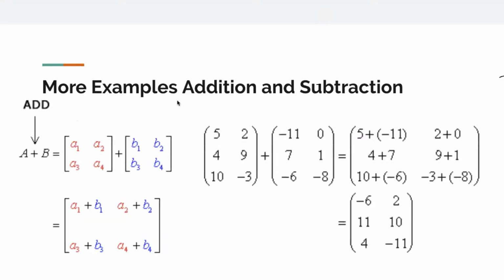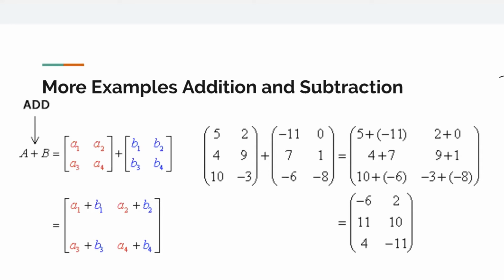Okay, so more examples. A lot of times you represent a matrix with a capital letter. So this matrix is represented as capital A. So you have capital A plus capital B, right? And then capital A, a 2 by 2 matrix, A1, A2, A3, A4. This is very common matrix linear algebra notation. So don't worry too much about the notation. Just understand what's going on.